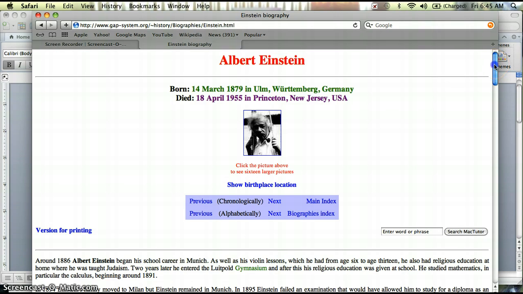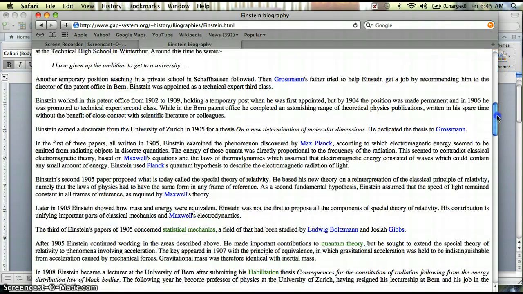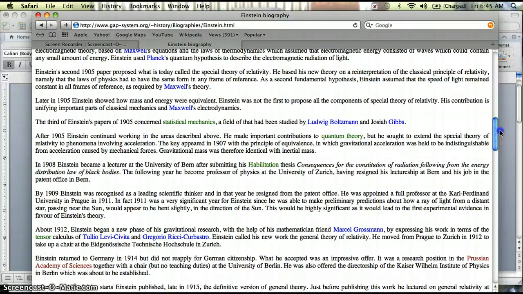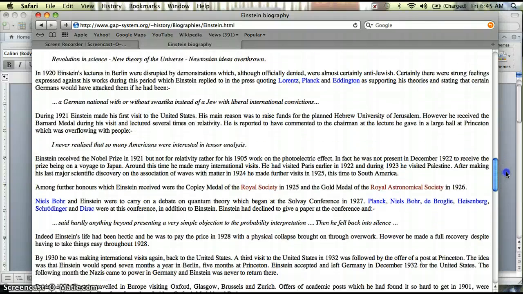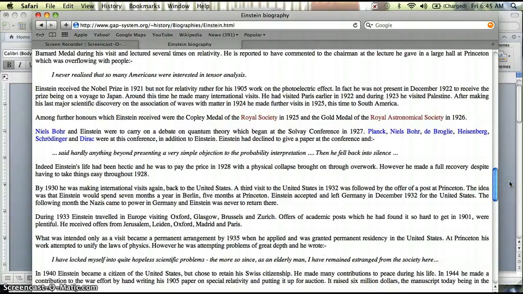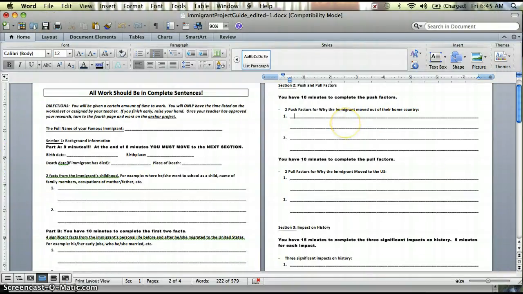As I look through the information about Albert Einstein, I'll go to the bottom because I know he came to the U.S. after he had done a lot of things in his native Germany. You'll see here that by 1930, he was making international visits again. However, we see a third visit to the United States in 1932 was followed by the offer of a post at Princeton, which means a job. So I will go back to my guide and remember that that's actually a pull factor.